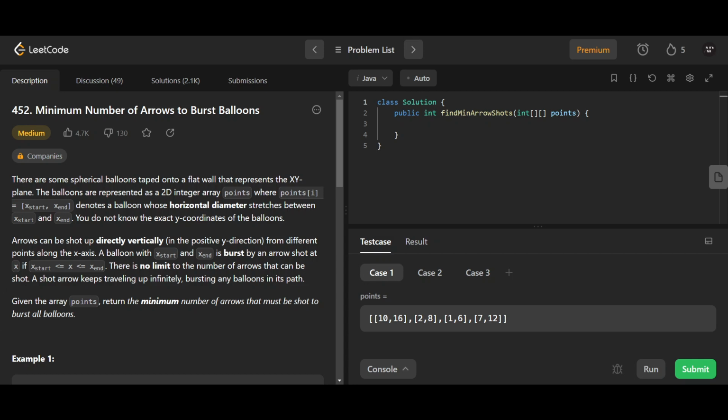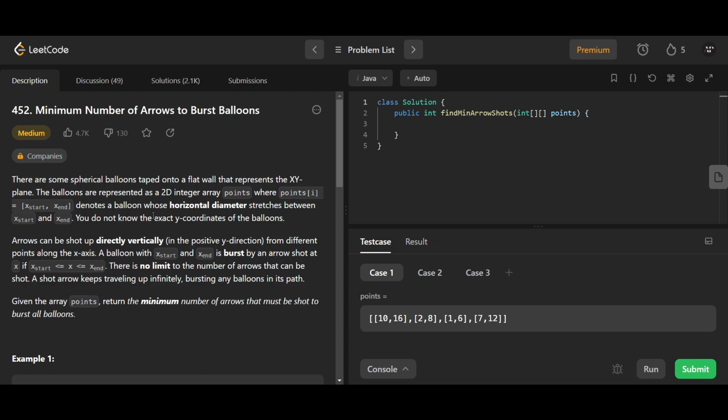All right, let's look at this problem. Minimum number of arrows to burst balloons. There are small spherical balloons taped onto a flat wall, and that represents the XY plane. The balloons are represented as a 2D integer array points, where points[i] equals [x start, x end] denotes a balloon whose horizontal diameter stretches between x start and x end.